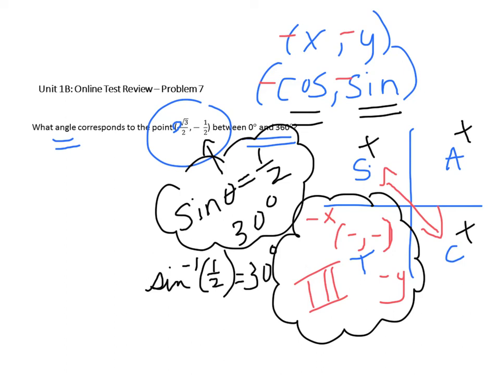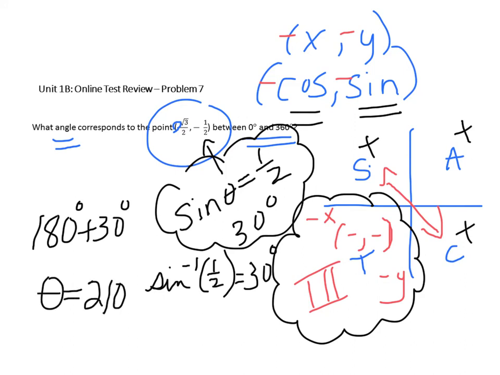All right, now I'm in my third quadrant though, so I know it can't be 30 degrees, but I know in my third quadrant I'm going to have to take 180 degrees and I'm going to have to add 30 degrees. So then I would see that my theta is equal to 210 degrees, and that would be my answer. Theta is 210 degrees.